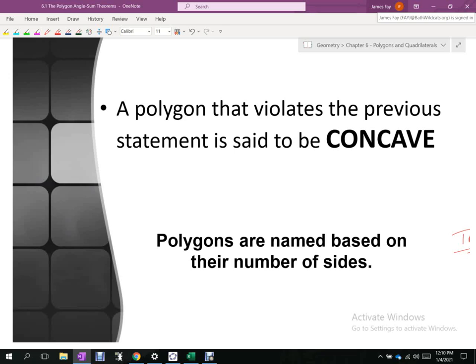Polygons are named based on the number of sides. Number of sides is equivalent to number of angles. So we go back to the definition of polygon, meaning many angles. Some textbooks will say that the name of your polygon is based on the number of sides you have. Some say it's based on the number of angles. It doesn't matter because they're identical. Okay. Polygons. Let's look at a list of the polygons here real quick. Just give you a set of names here. Let's do a quick Google search.